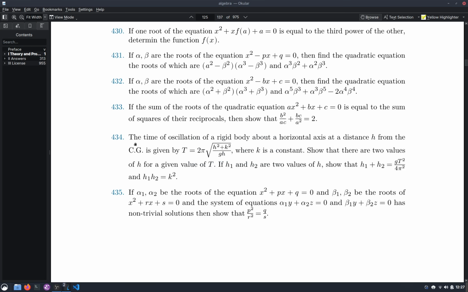Question 434 says that the time of oscillation of a rigid body about a horizontal axis at a distance h from the center of gravity is given by t is equal to 2 pi square root of h square plus k square by gh, where k is a constant and g is acceleration due to gravity. Show that there are two values of h for a given value of t. If h1 and h2 are two values of h, show that h1 plus h2 is equal to g t square by 4 pi square and h1 h2 is equal to k square.